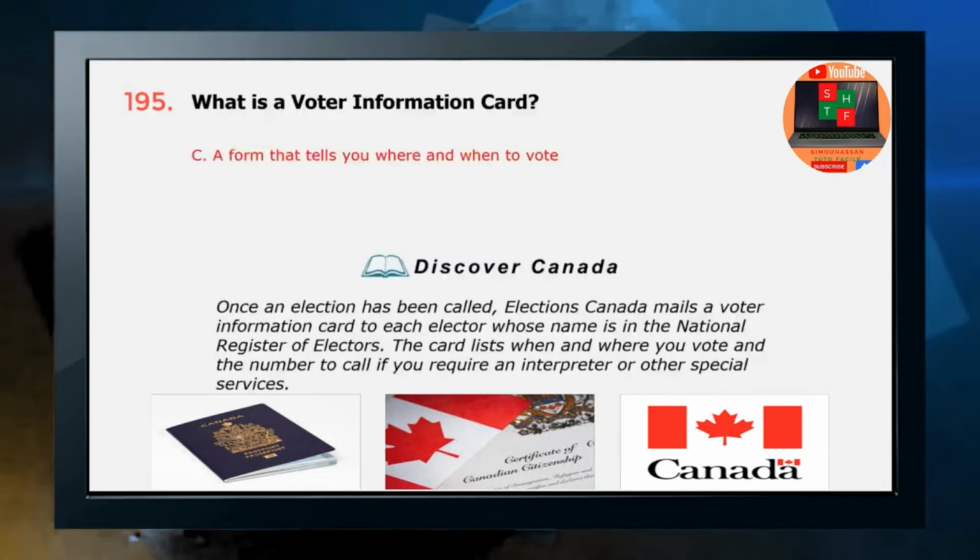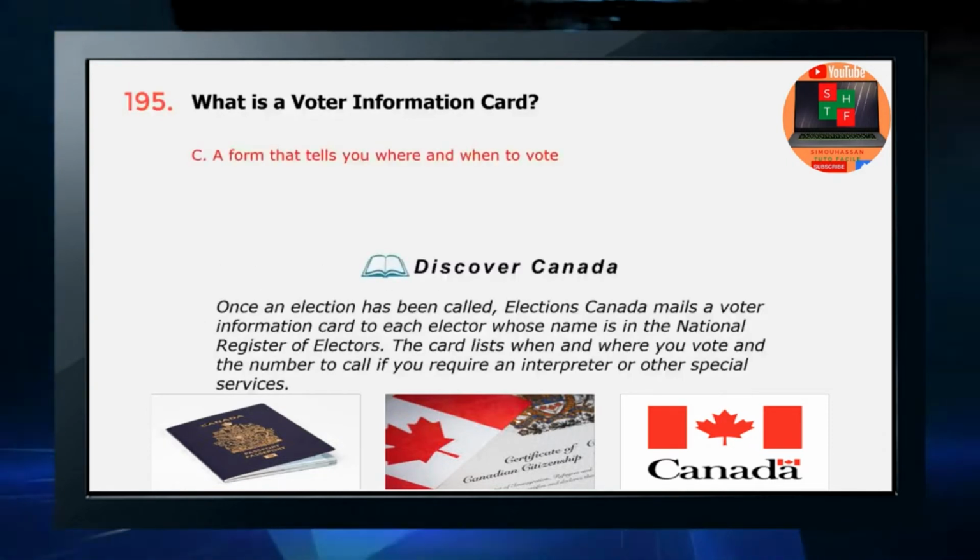The answer is C. A form that tells you where and when to vote.